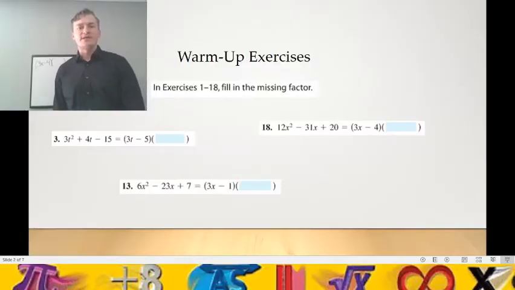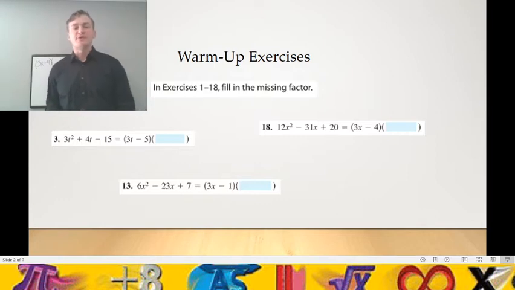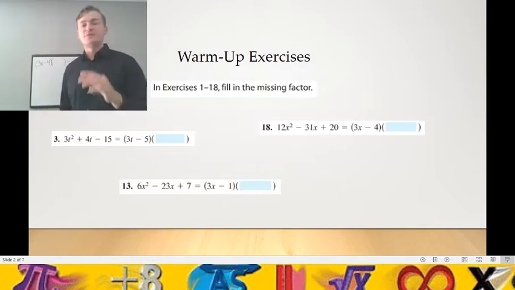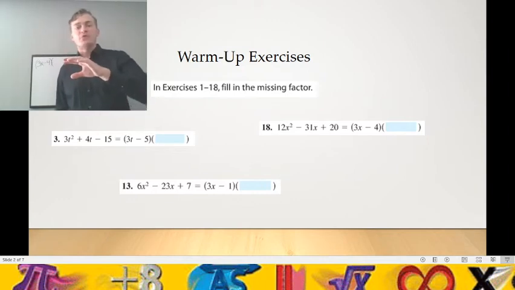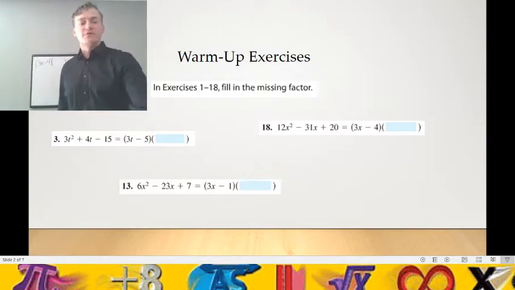To the right, number 18, 12x squared minus 31x plus 20. We are determining this to be a composite trinomial because it is going to factor into the product of two factors here, 3x minus 4 and our missing factor. We are to determine the missing factor. So let's consider, again, reversing our FOIL method steps. What binomial should we FOIL with 3x minus 4 in order to result in the trinomial on the left? We'll go to the full screen.